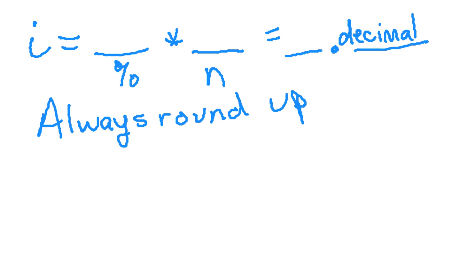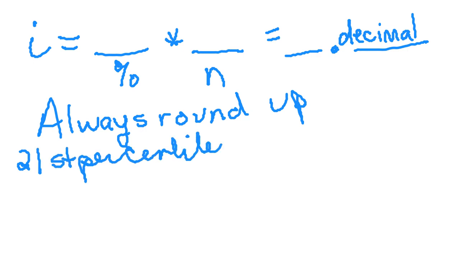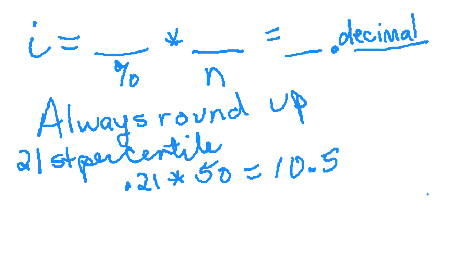For an example, I could do the 21st percentile. So that would be 0.21 times 50. Let's see, that should give me a decimal. Yeah, that's 10.5. So you would round that up to 11. So that would be the number in position 11.